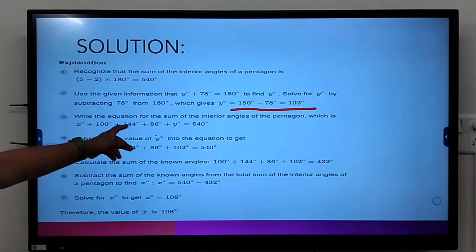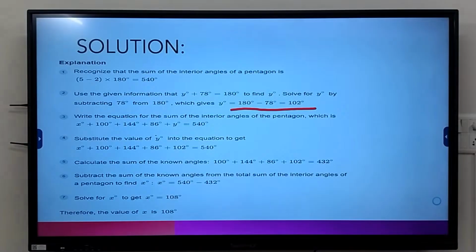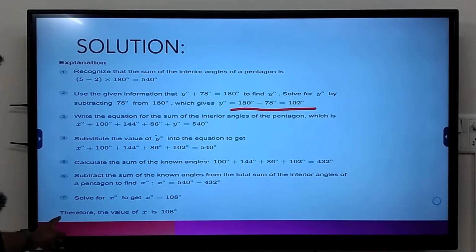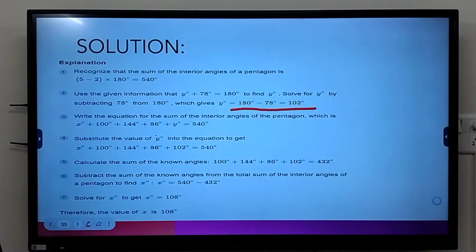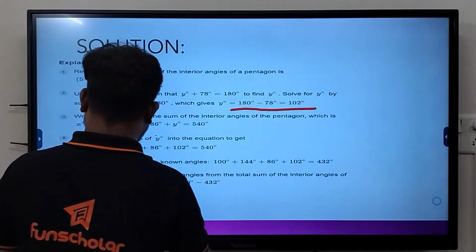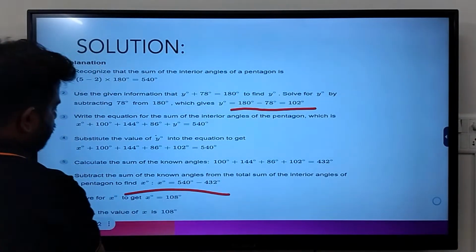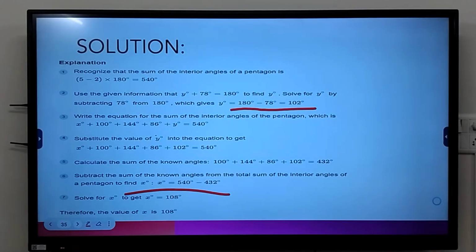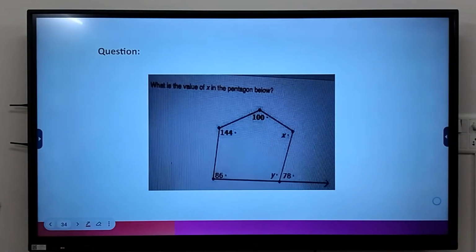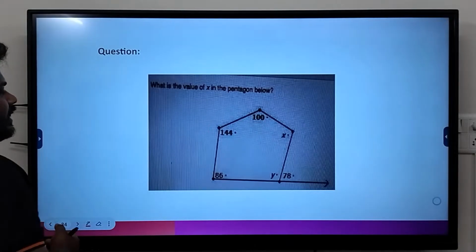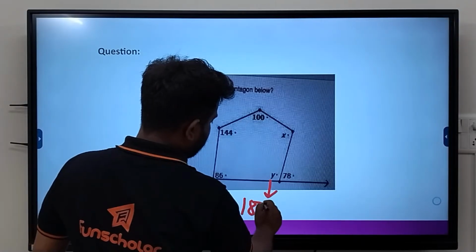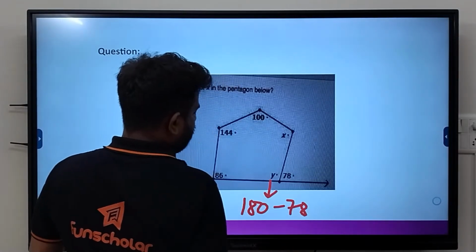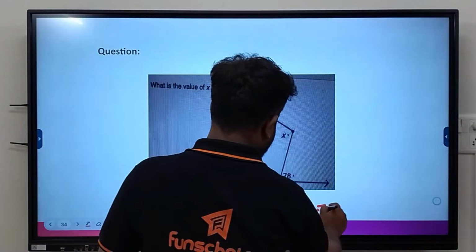Write the equation for the sum of the interior angles of the pentagon, which is x plus 10. Now again write the equation, and we already know y's value. So from that we simply find the value of x. What they have done is, first of all, y's value will be 180 minus 78, which will be maybe 102.